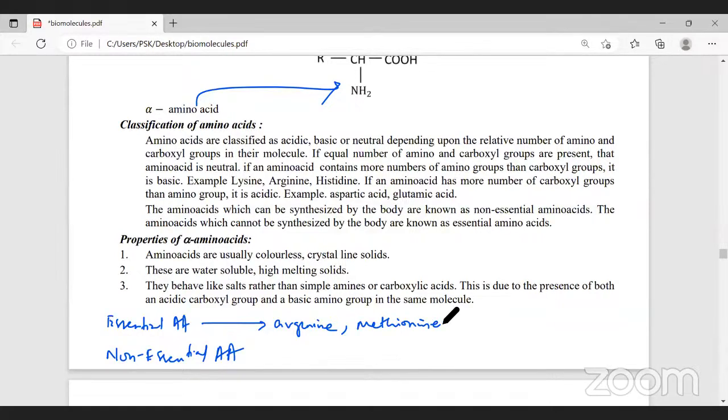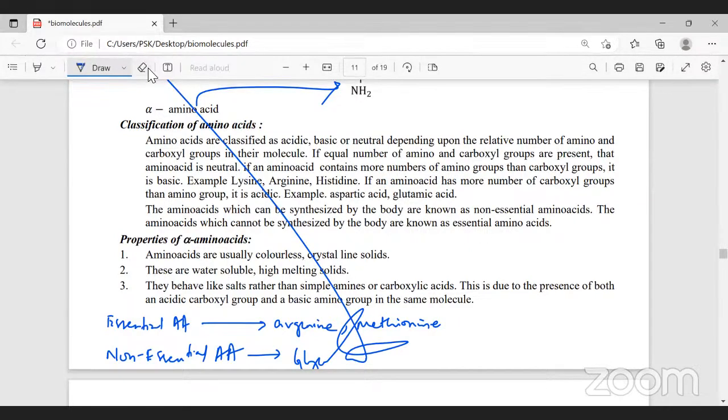So amino acids which are produced in the body, amino acids which are synthesized in the body, which are not required for us to take through diet, are called non-essential amino acids. Example, glycine is an example for non-essential amino acid. Glycine will be an example for non-essential. Alanine is an example for non-essential amino acids.